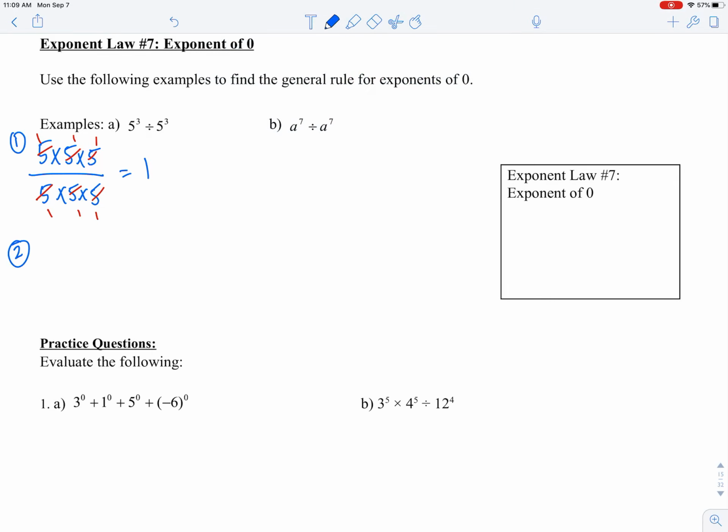With our exponent laws, if we look at this, we get 5 dividing, the bases match, so we subtract the exponents.